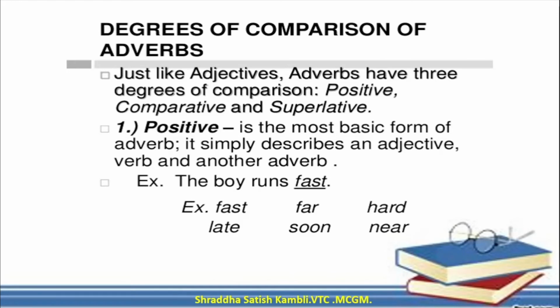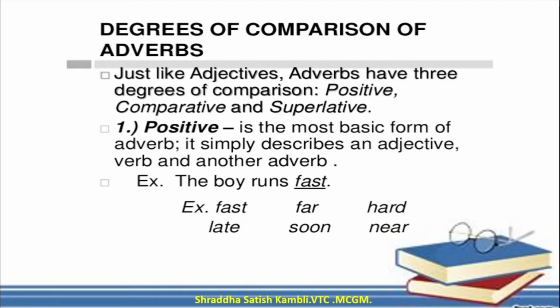So just like adjectives, adverbs also have three degrees of comparison: the positive degree, the comparative degree, and the superlative degree. The positive is the most basic form of the adverb. It just describes the adjective, verb, or another adverb. There is just one verb, or you can say just one noun performing that action, and then we are just talking about that particular noun and that particular verb.